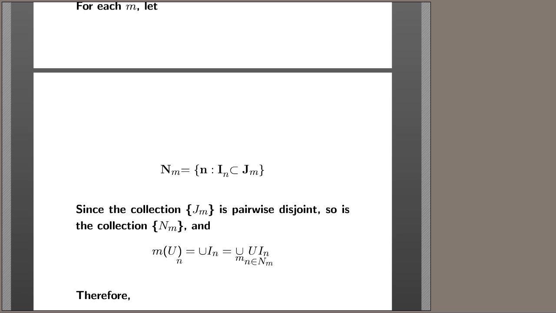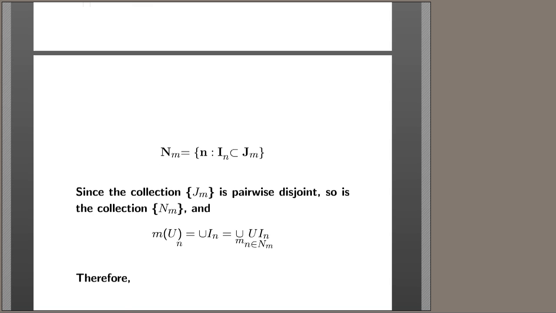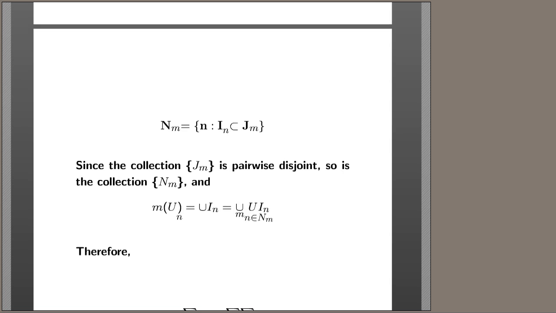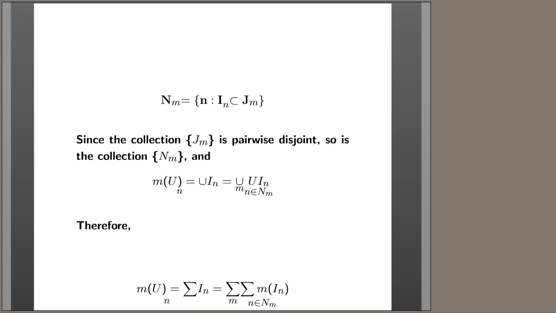Since the collection J_m is pairwise disjoint, so is the collection N_m. Does it make sense? Because if you take m1 and m2, for instance, J_m1 and J_m2, N_m1 is different than N_m2 because these two intervals are disjoint themselves. So then all of the I_n's that J_m1 has are different than the ones that J_m2 has. You have to think about these very carefully.